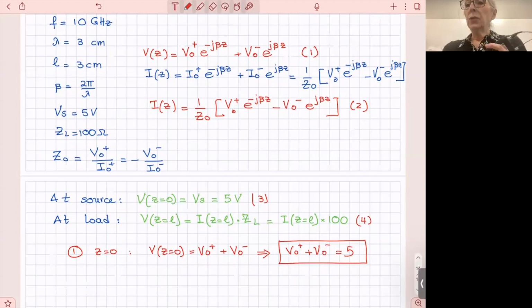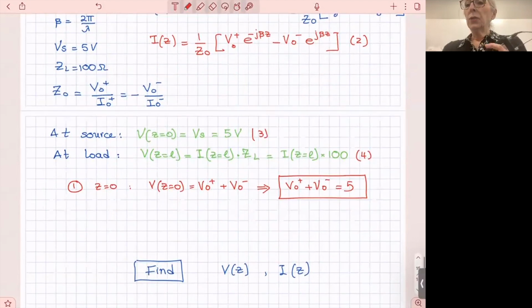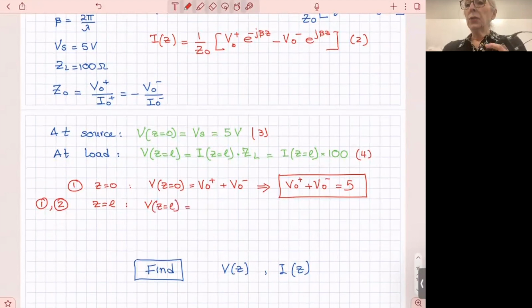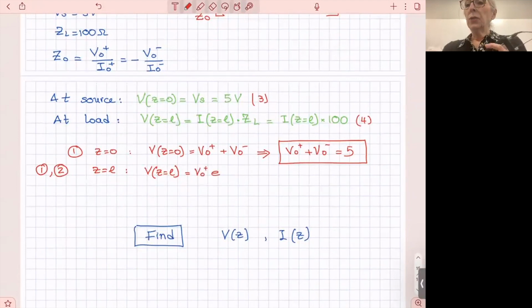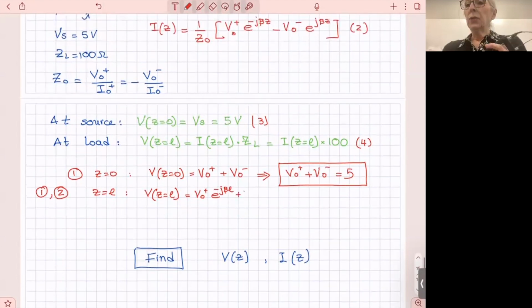So I'm going to put Z equals L. And then I have from 1 and 2, when Z equals L, I have from 4 that V at L is going to be V naught plus e to the minus j beta L plus V naught minus e to the j beta L, and then I at Z of L is going to be 1 over Z naught, V naught plus e to the minus j beta L minus V naught minus e to the j beta L. And then the ratio of these two gives me Z sub L.